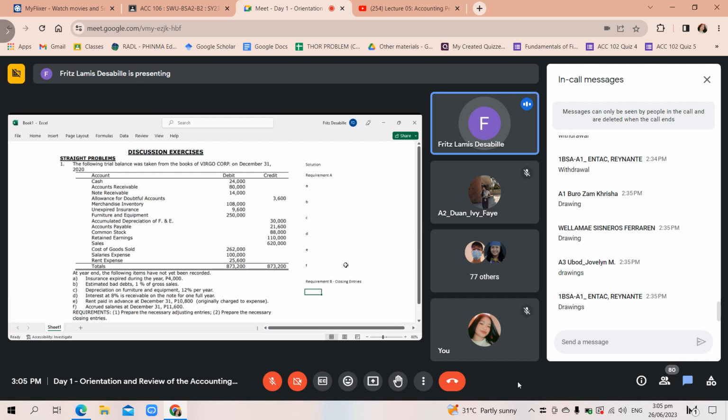Okay, so let's read and answer. So the following trial balance was taken from the books of Virgo Corporation on December 31, 2020. So this is a TB, guys.